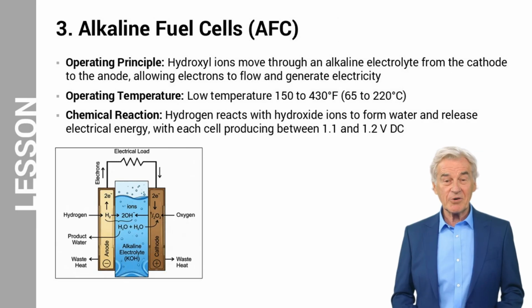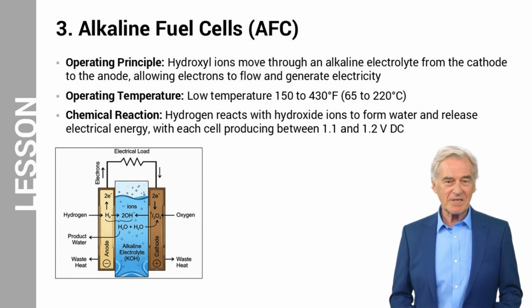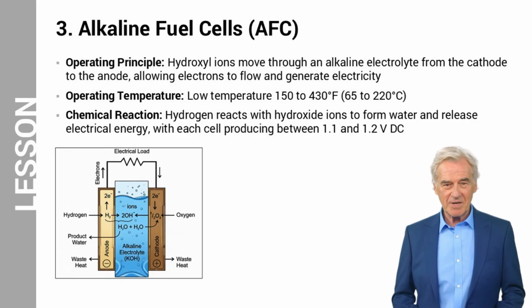In alkaline fuel cells, hydroxyl ions move through an alkaline electrolyte from the cathode to the anode. This movement enables electrons to flow through a circuit, generating electricity. These fuel cells operate at low temperature, typically between 150 to 430 degrees Fahrenheit, 65 to 220 degrees Celsius. During the chemical reaction, hydrogen reacts with hydroxide ions to form water, releasing electrical energy. Each cell produces 1.1 to 1.2 volts of direct current.